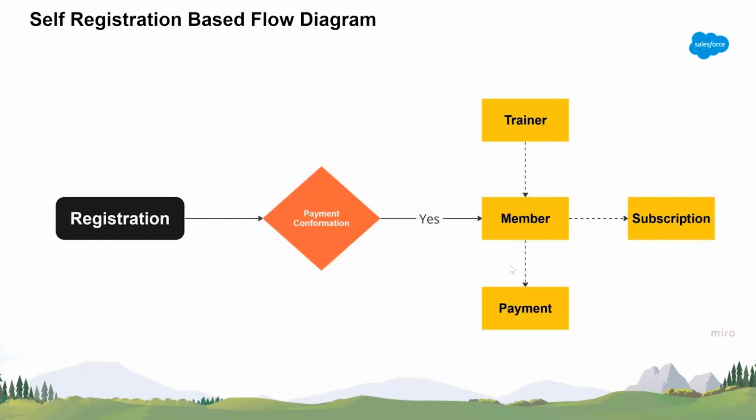This is our self-registration business flow diagram. Once a user receives the registration email, he has to fill all the mandatory details in the registration form. In that registration form, we have two pages: one is our basic details page, another one is our payment page. Once the payment is completed, the record will be created under the member object, the subscription object and the payment object. When the member record is created, a trainer will be assigned based on the availability schedule and the time slots based on the member selection.